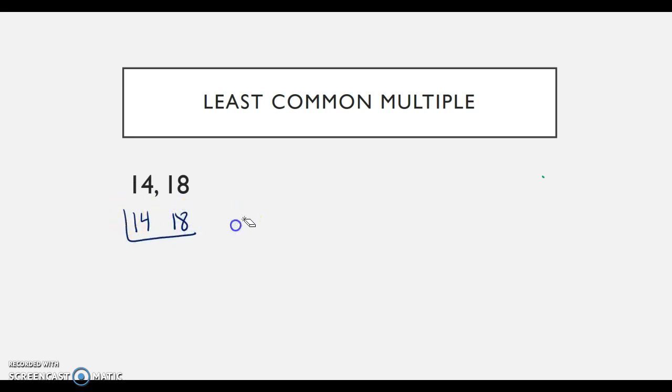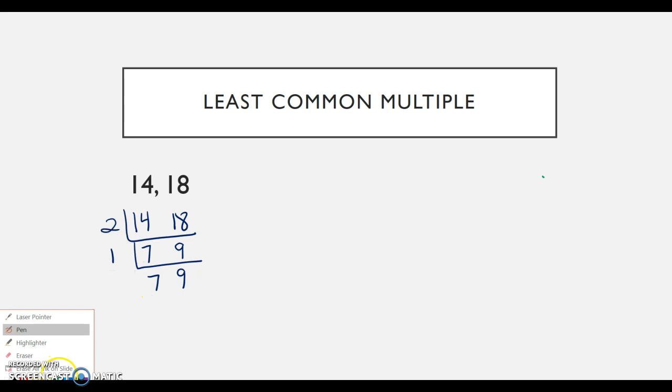I'm going to do the division like I had been doing for greatest common factor. 14 and 18 are even, so I'm going to divide by 2. I get 7 and 9. Here, nothing goes into both 7 and 9 besides 1. So this was a pretty short ladder.